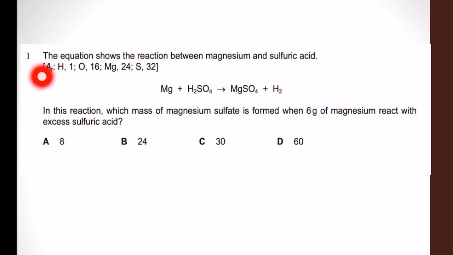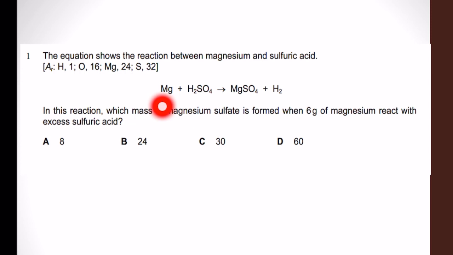Question number 1. The equation shows the reaction between magnesium and sulfuric acid. Magnesium plus sulfuric acid form magnesium sulfate and hydrogen gas. In this reaction, which mass of magnesium sulfate is formed when 6 grams of magnesium react with excess sulfuric acid?